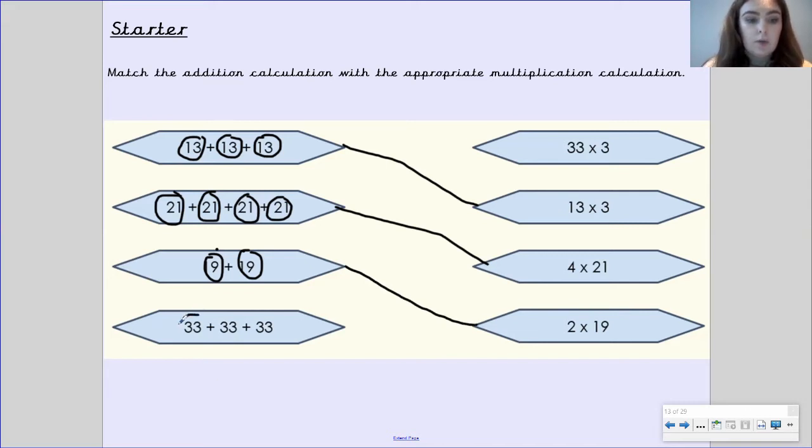And the last one, we have got 3 lots of 33. So we are looking for either 33 times 3 or 3 times 33, which we can see is up at the top. Now, the reason why we can look for 33 times 3 or 3 times 33 and so on is because multiplication is commutative, which means it doesn't matter which order these are round, because we are still going to get the same answer. And that is the same for all of these multiplication number sentences.